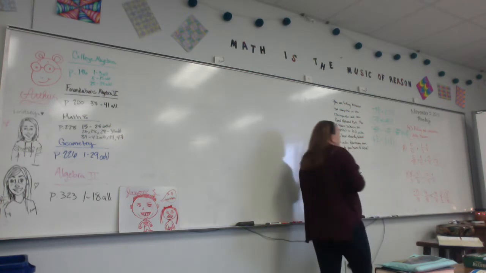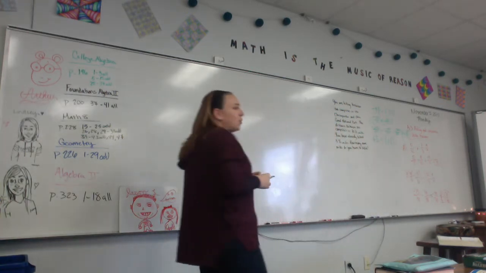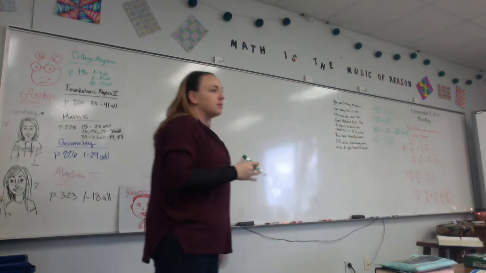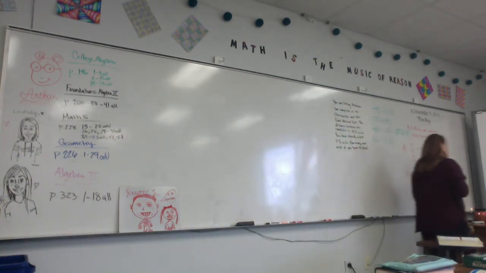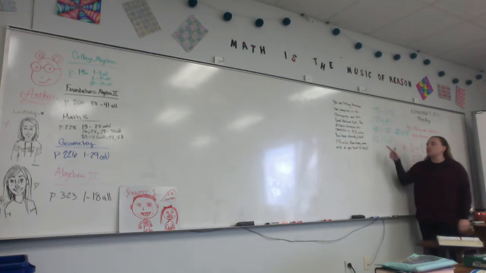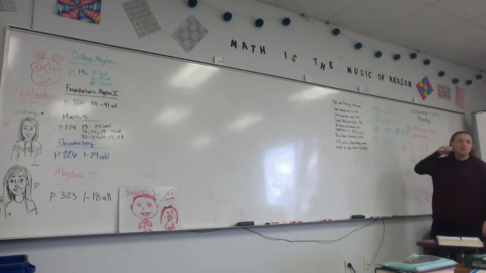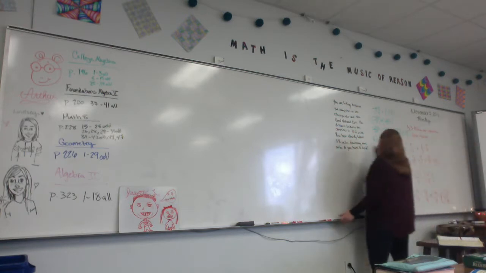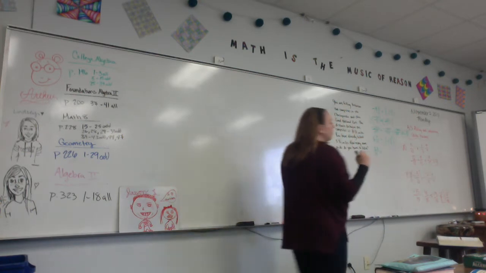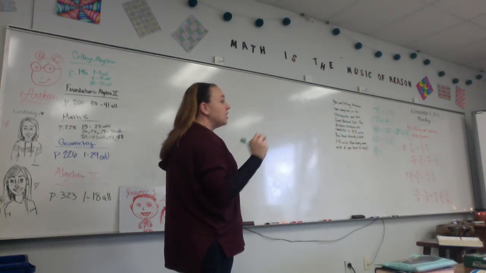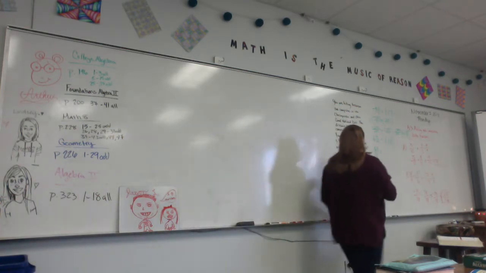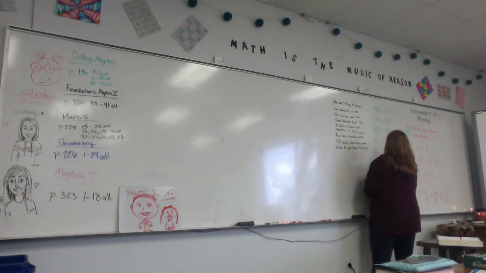6 and 7/10 plus negative 1 and 1/5. What do we want to do first to these problems? Improper fraction. What is 6 and 7/10 in an improper fraction? 67 over 10. What is negative 1 and 1/5? Negative 6 over 5.